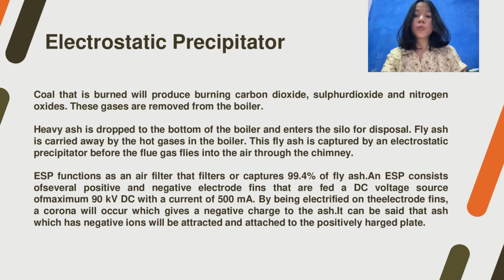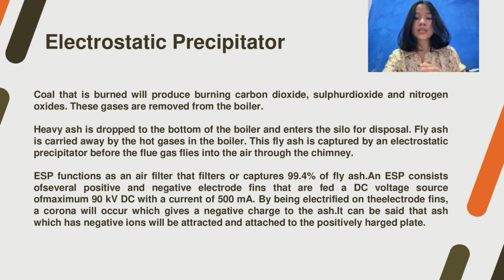Burning coal produces carbon dioxide, sulfur dioxide, and nitrogen oxides. These gases are removed from the boiler. Heavy ash is dropped to the bottom of the boiler and enters the silo for disposal. Fly ash is carried away by the hot gases in the boiler. This fly ash is captured by an electrostatic precipitator before the flue gas flies into the air through the chimney.